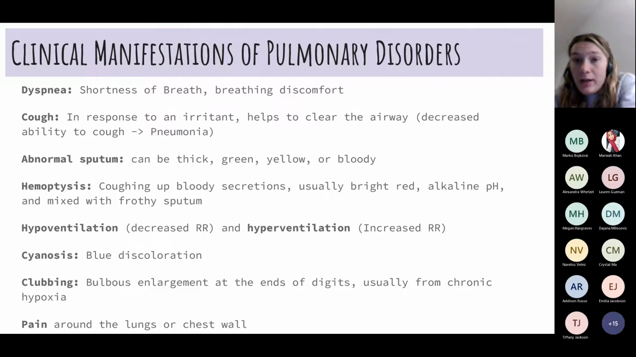Cyanosis is also a big one. If they're having an issue with breathing and circulation, you might see some bluishness of the fingers, toes, lips, etc. Clubbing occurs more in our chronic pulmonary disorders, and we'll talk about that with COPD.